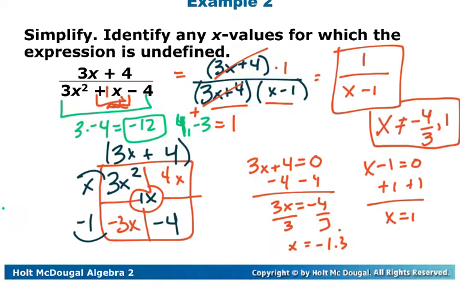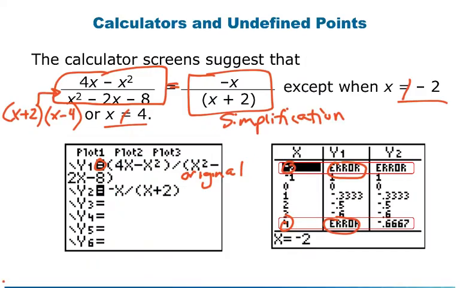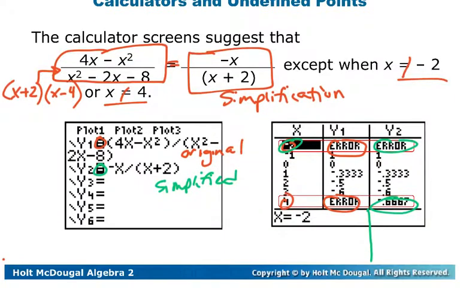Because of our undefined areas. However, when you graph the second equation, which is the simplified version, you end up only with an error at negative 2, and that's because the simplified version only has x plus 2 in the denominator. It doesn't include 4, and so you can never actually determine the undefined terms based on your answer. You have to do undefined based on the original. So that's kind of what this is saying.